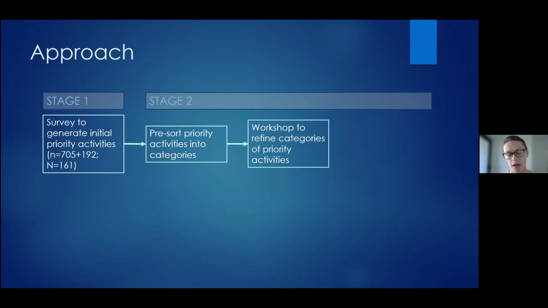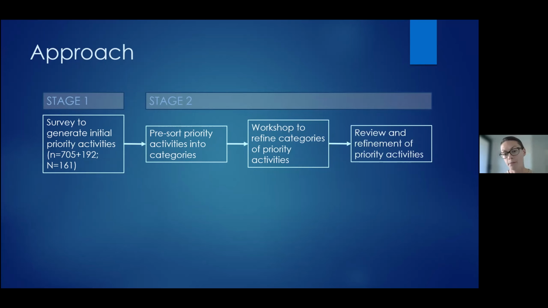We then held a workshop during the International Waves workshop in Melbourne in November 2019, and we invited anyone who was at that workshop to come and spend an evening at the pub with a list of priority activities in one or two categories and to consolidate them and to say, okay, these three kind of say the same thing. We could come up with a single priority activity that represents these three or four responses. And I know that some of the people who attended that workshop are in the session today. So thank you for your time and effort for contributing to this project.